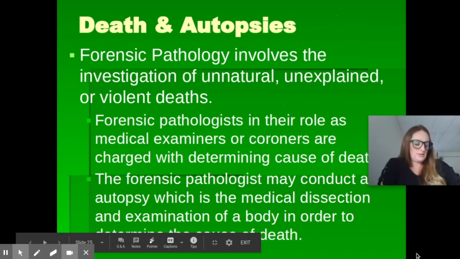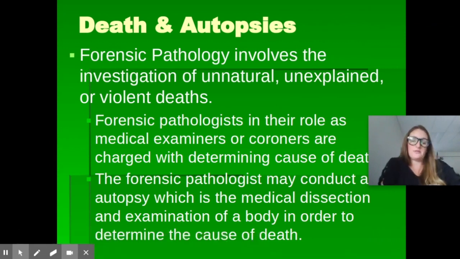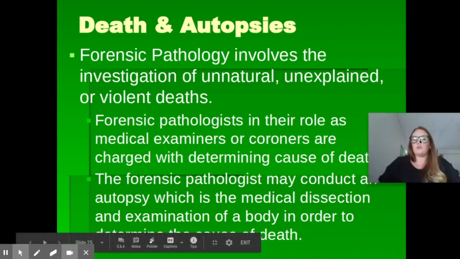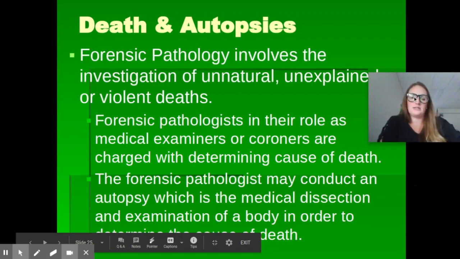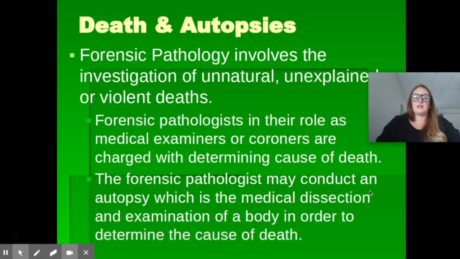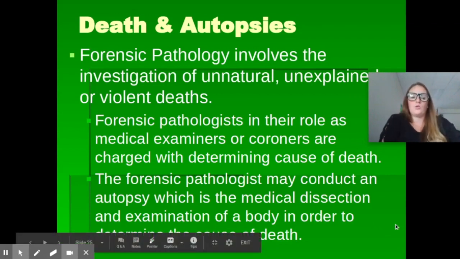Death and autopsies. Forensic pathology involves the investigation of unnatural, unexplained, or violent deaths. Forensic pathologists, in their role as medical examiners or coroners, are charged with determining cause of death. The forensic pathologist may conduct an autopsy, which is the medical dissection and examination of a body, in order to determine the cause of death.